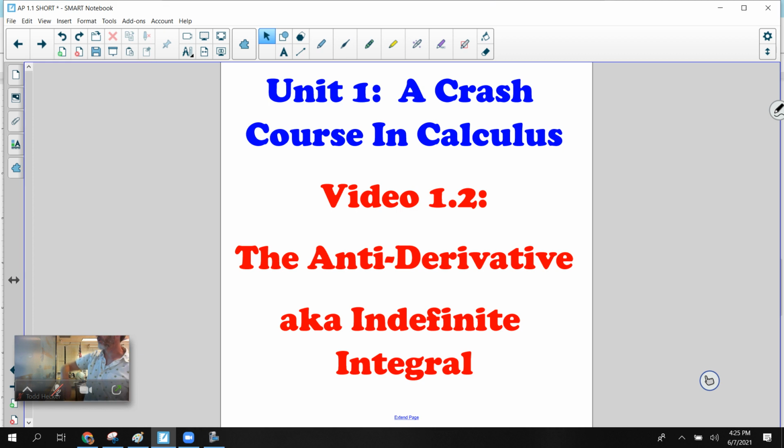All right, here we go. So now we've got to learn how to go backwards, right? Last time we learned how to take a derivative. Like, here's your function, I want to know how quickly it's changing at a given time. I'm going to take the derivative.